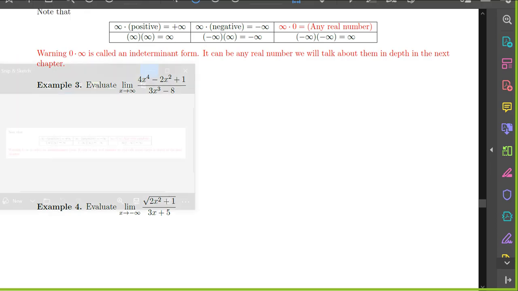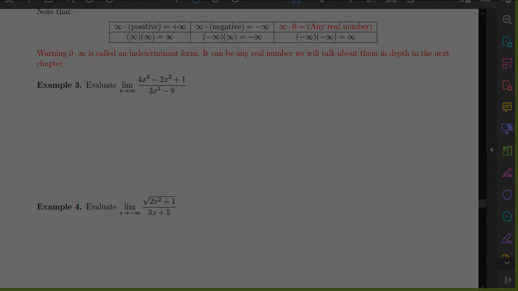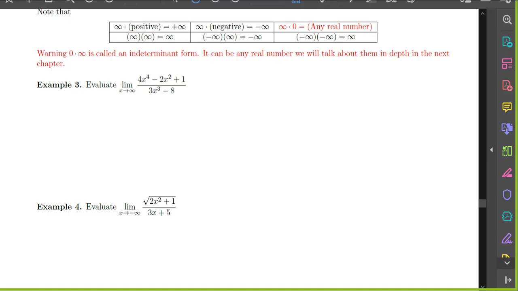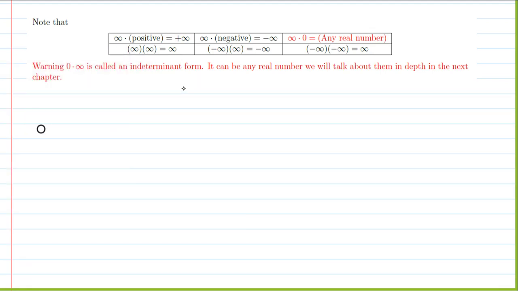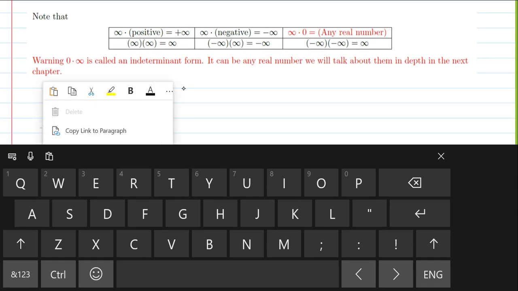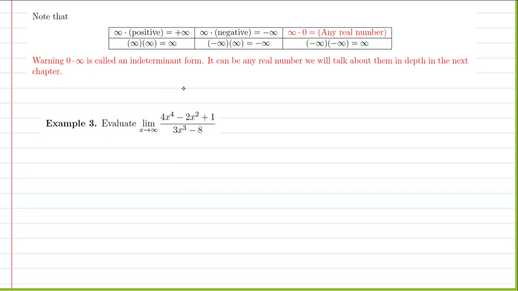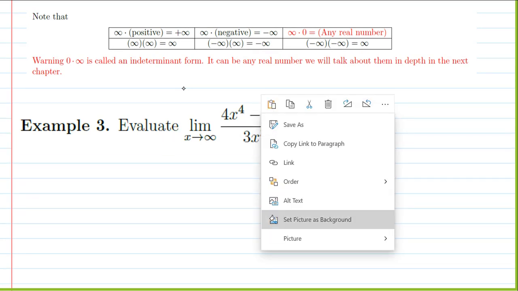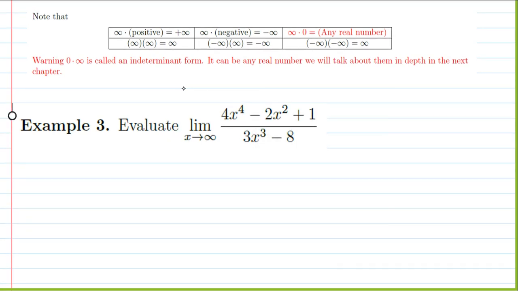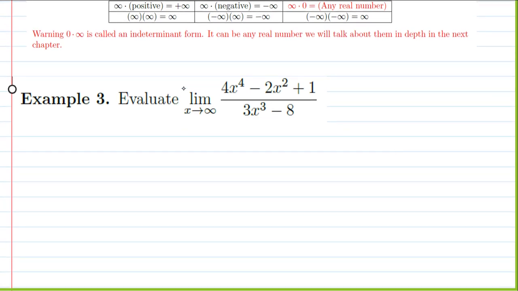So let's take a look at a couple of examples. And one thing before we move on to our example, I wrote all of the above things in the tables as multiplication, but multiplication and division are the same thing. So the same rules apply if things are being divided. Keep in mind that the sign rules follow whether it's multiplication or division.